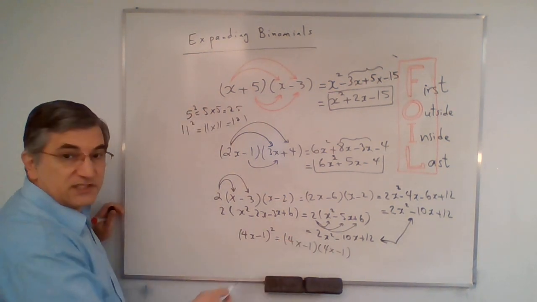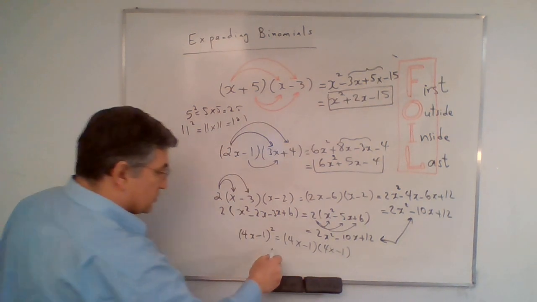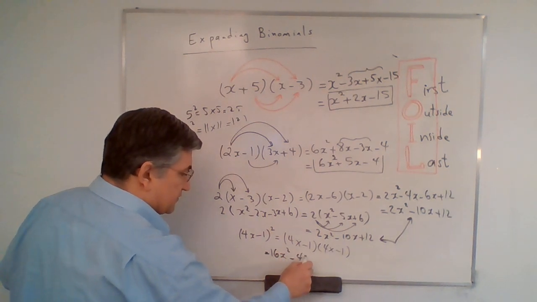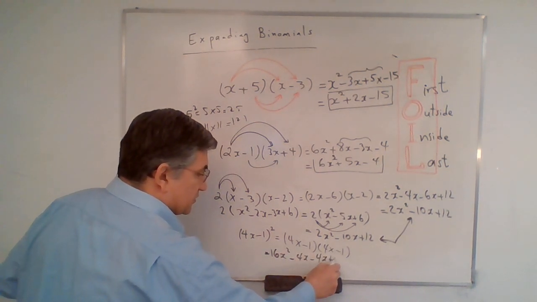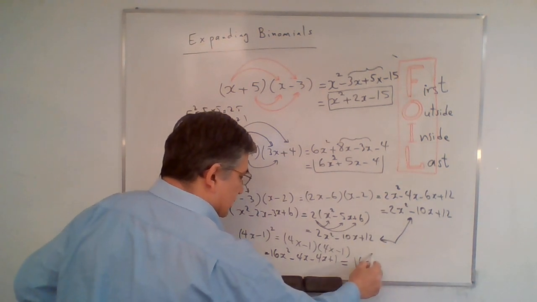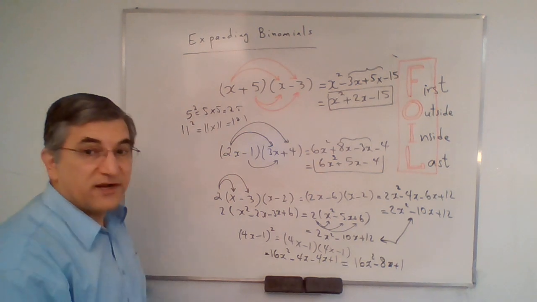So now you see that in expanded form, when you write it, you can perform the FOIL in the next step. So I'm going to go 4 times 4 is 16x squared minus 4x minus 4x plus 1. And finally, the answer would be 16x squared minus 8x plus 1, which is just another binomial.